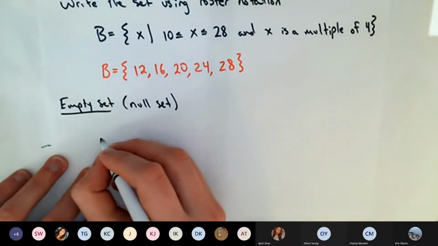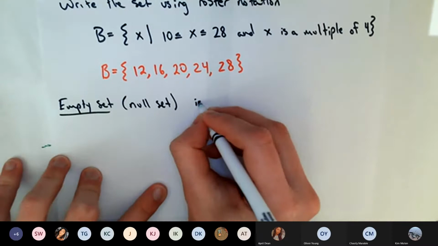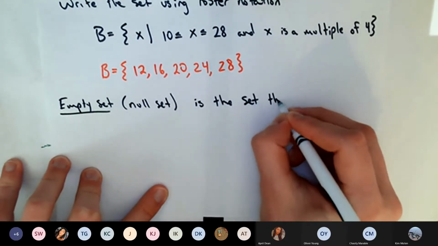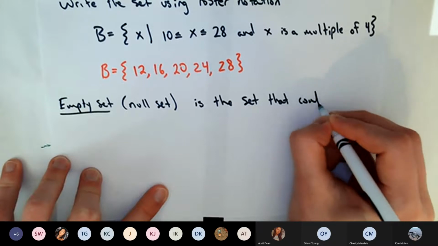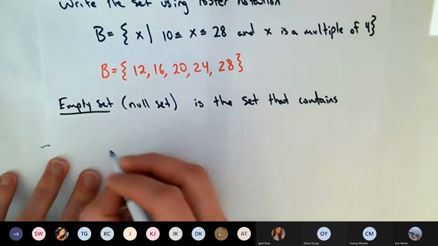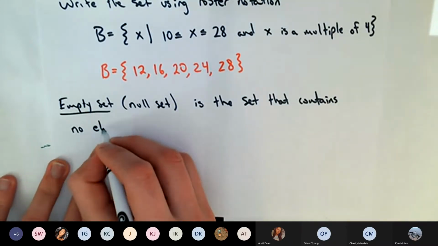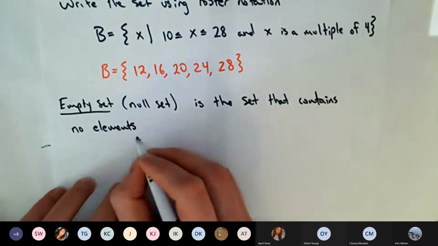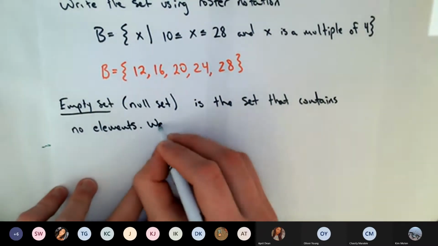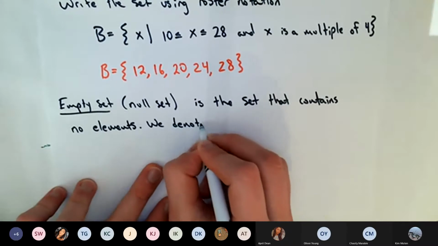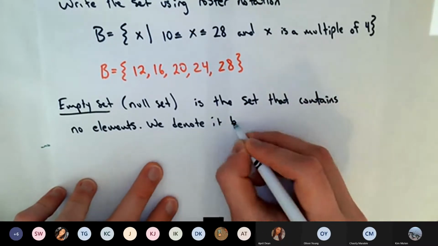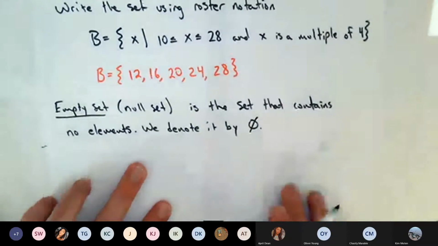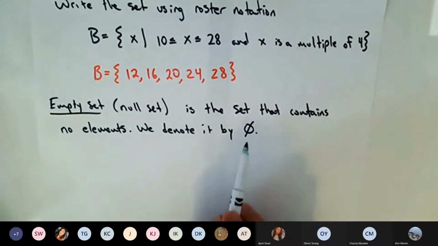And it's denoted by, well, I'll say it this way, the set that contains no elements. No elements. And we denote it by sort of a 0 with a slash through it like that. We denote it by that symbol there.